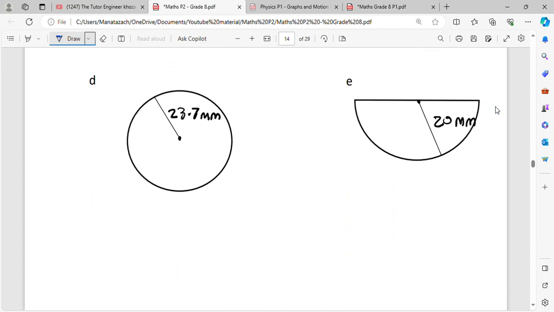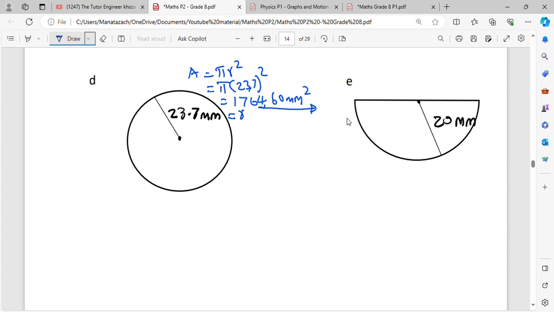Okay, let's go to question D. Now I believe that you are recognizing the pattern. Here is the radius, 23.7 millimeters. You'll plug it in instead of r, then you get pi times 23.7 squared, which is 1764.60 squared millimeters as your answer.